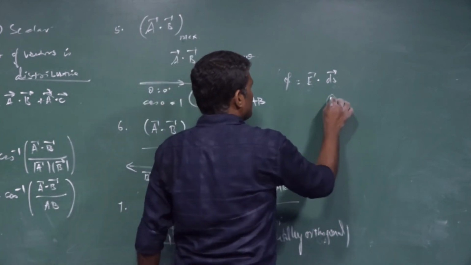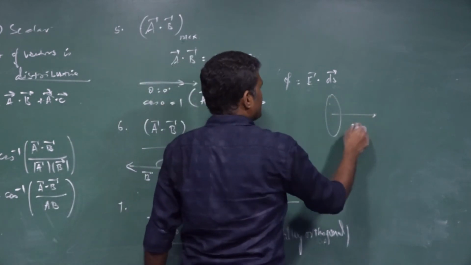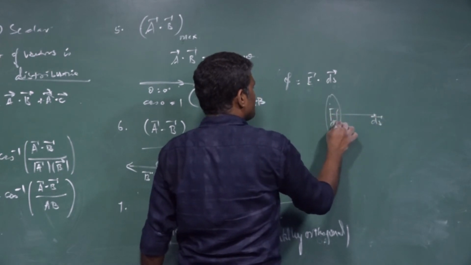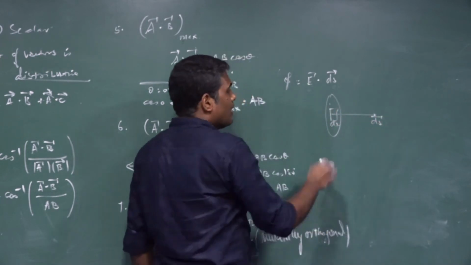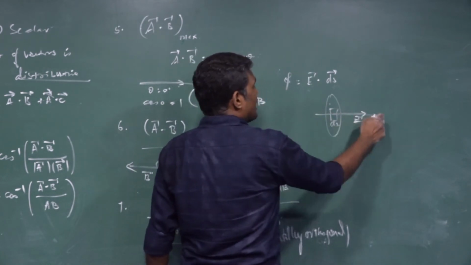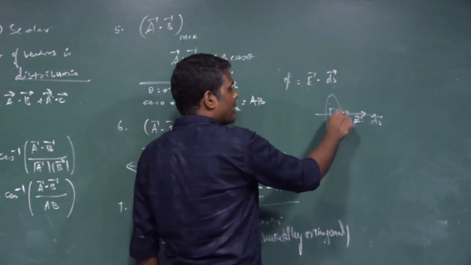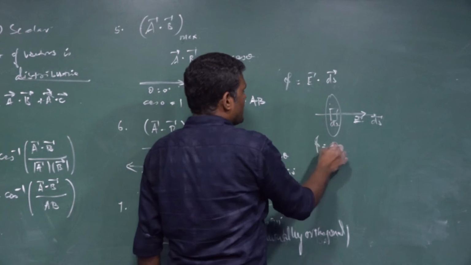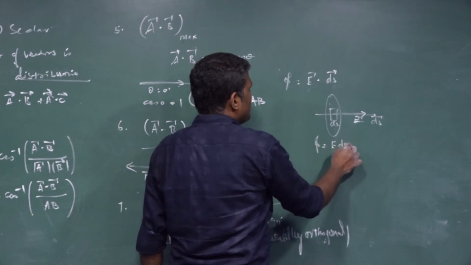Simply, I can show you. This is the area, cross-sectional area, and this is the area vector, ds vector. This is ds, and this is ds vector. And electric field is acting along the same direction. Here, electric field and ds vector are making an angle 0. So the flux is said to be maximum. What is the maximum flux? Phi equals E into ds.